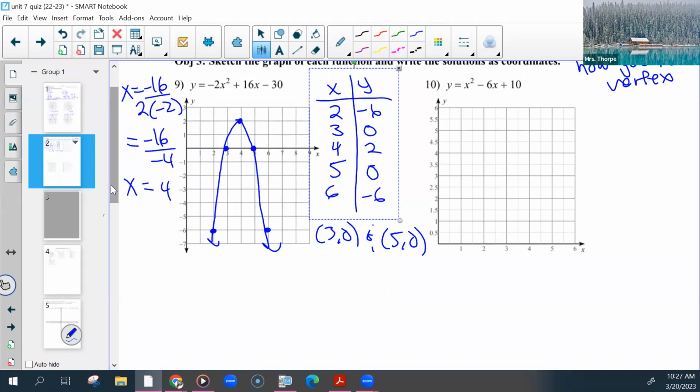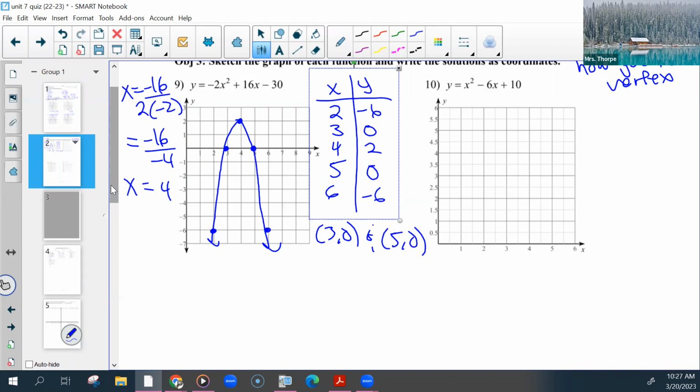So you didn't have to write out the table. If you put found in table, that was fine. If you put found in graph, that was fine. Make sure you're putting that for each. If you put the table, that's fine. If you show it algebraically, that's fine. I just need to see one of those ways. Questions on 9?